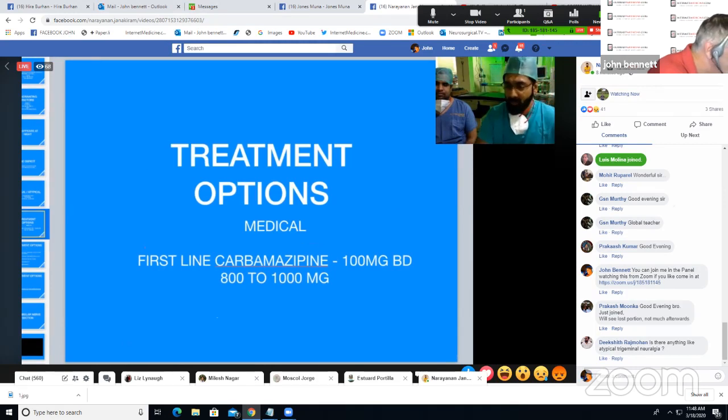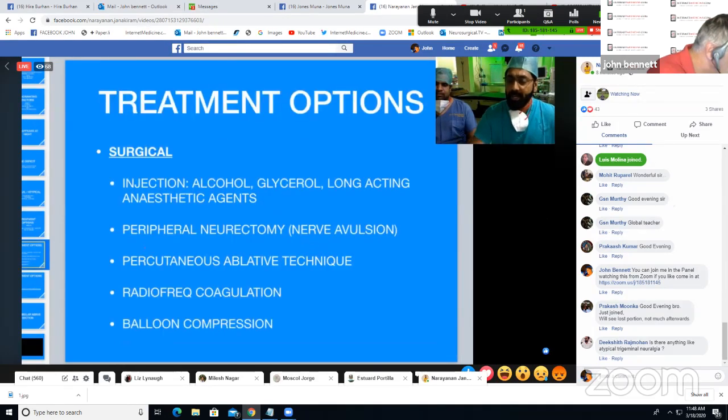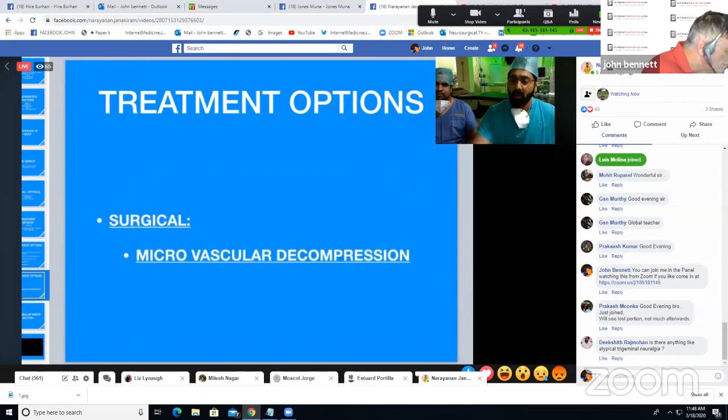Treatment options are medical. First line is carbamazepine, 100 mg BD. I usually start these patients on carbamazepine. Sometimes I also advise Botox injection, which we give for annihilating the pain. Of course, the treatment options are also surgical: injection of alcohol, glycerol, long-acting anesthetic agents, peripheral neurectomy, and nerve avulsion can be done, and percutaneous ablative techniques, radiofrequency coagulation, and balloon compression have all been described. But what we do in our center is surgical decompression. It's called microvascular decompression, MVD, for trigeminal neuralgia.